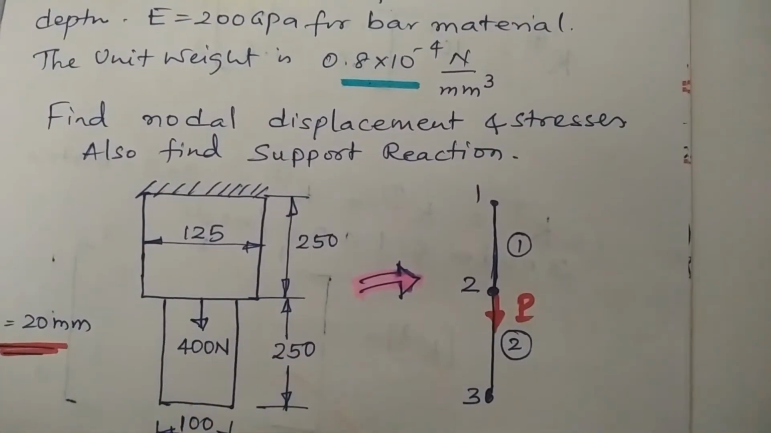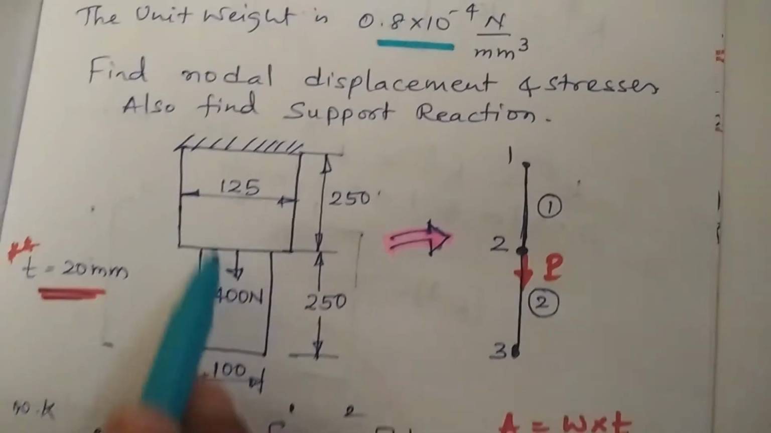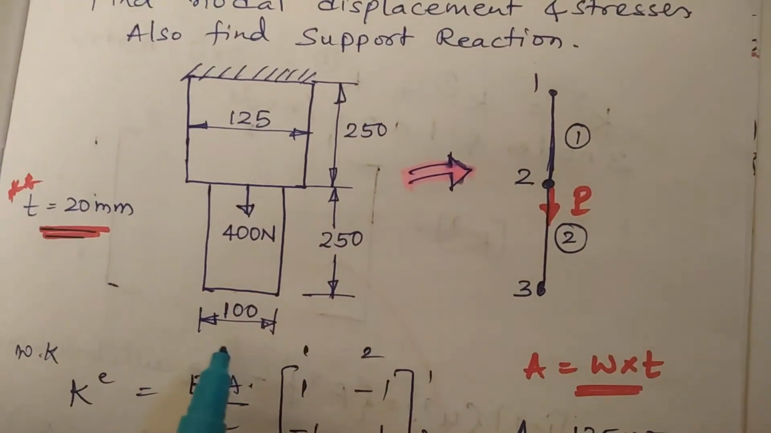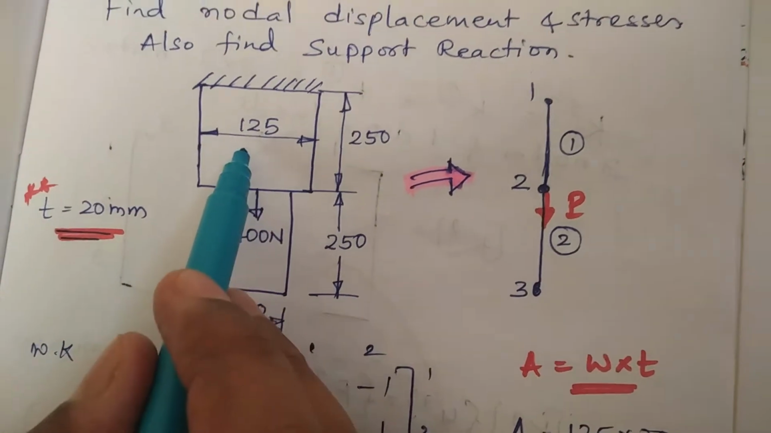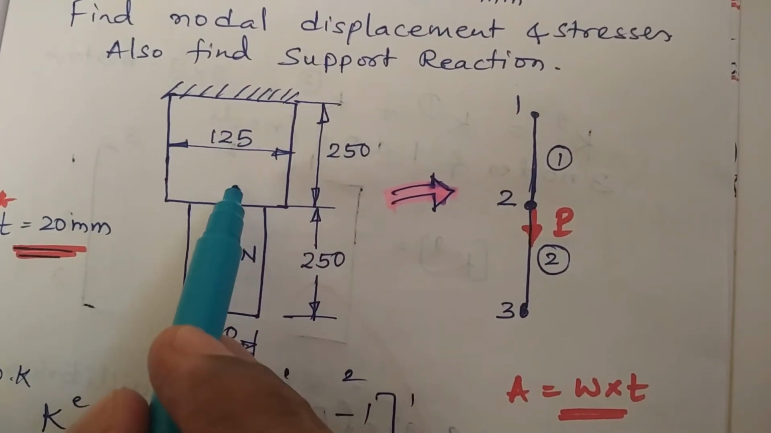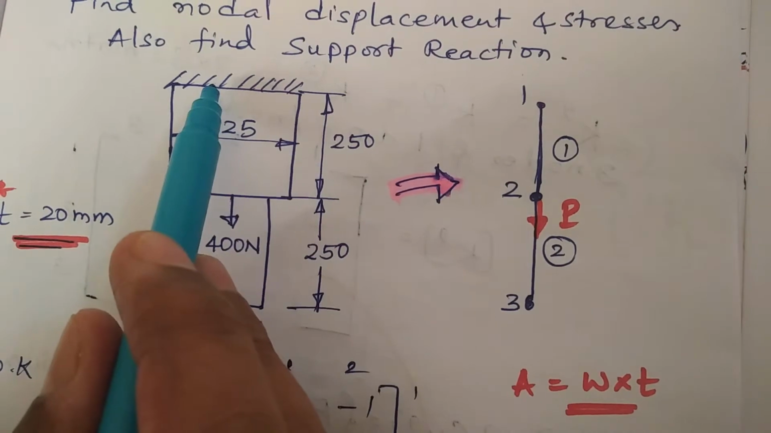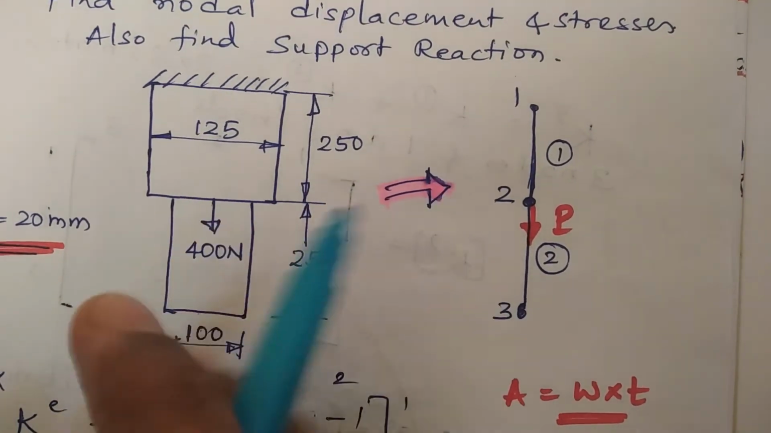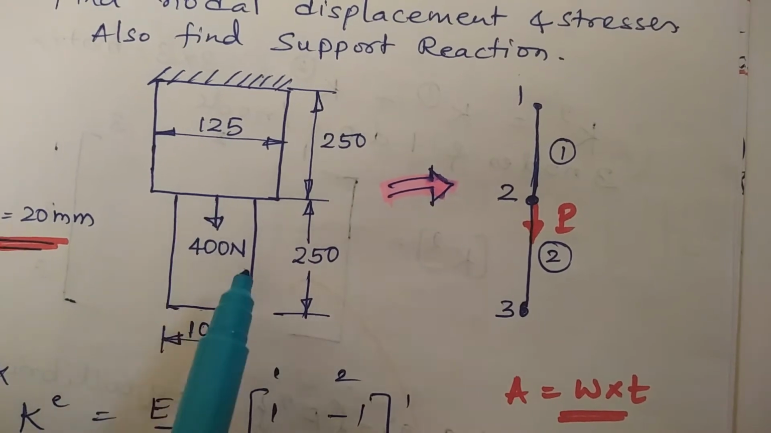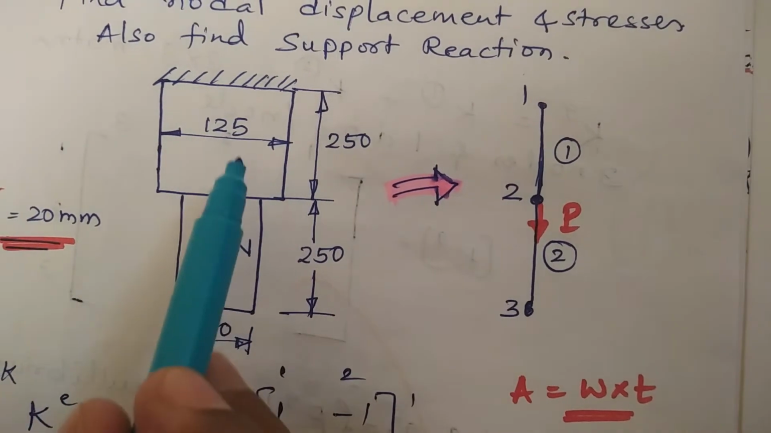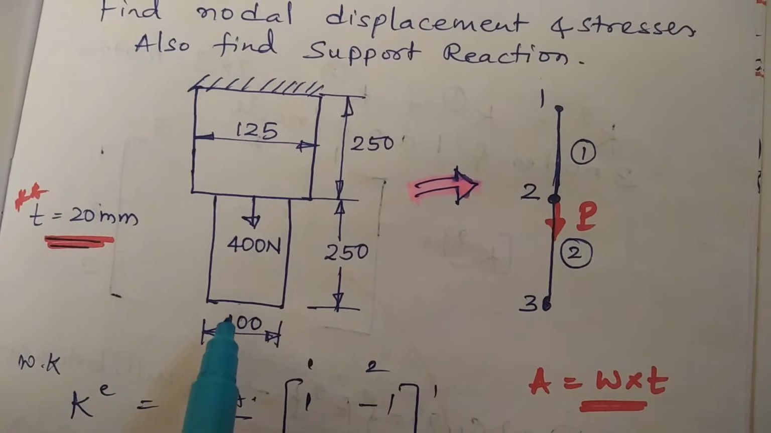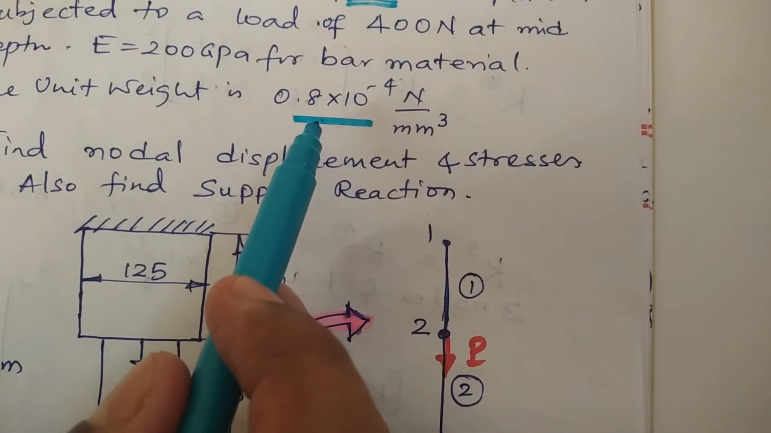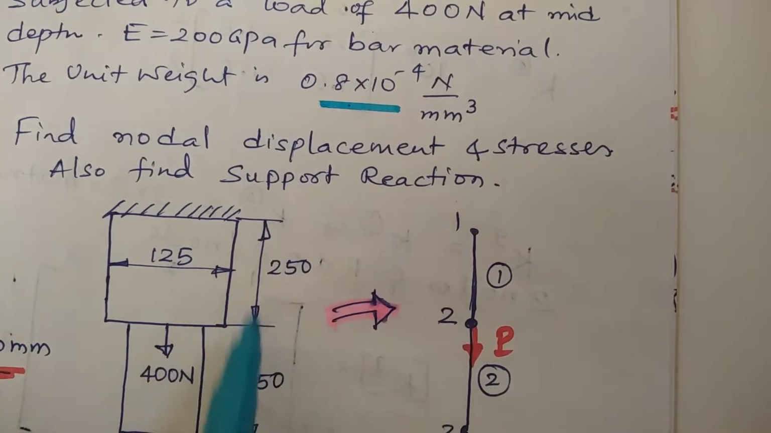If you look at the diagram, we clearly mentioned the width of portion 2 is 100, and the width of portion 1 is 125. It's a stepped bar, a vertically suspended bar, one end is fixed, the other end is free. You might have solved similar problems while the structure is in the horizontal fashion. Here it is vertical, and the very interesting aspect of this problem is that he has given you the self weight. You need to consider self weight. I'll come back to that later on.